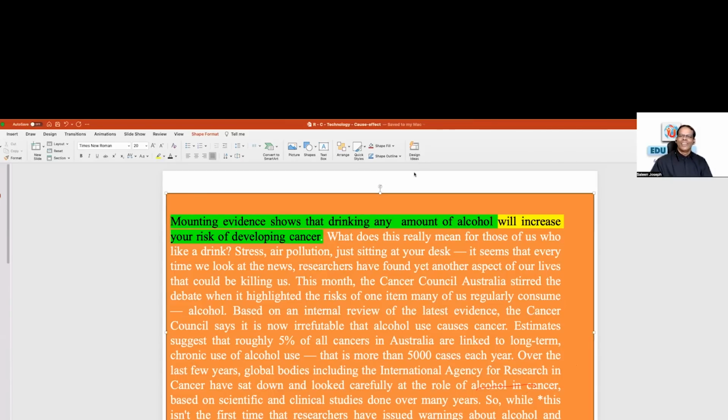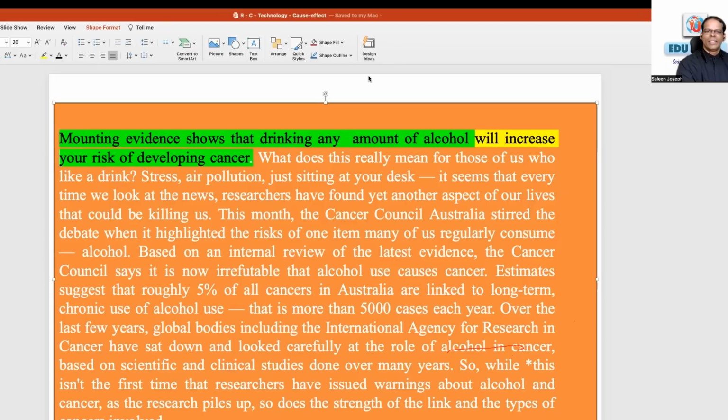Any other way in any other language? Alcohol intake leads to cancer. Okay, we are using cause and effect language. Alcohol is one of the factors for cancer. Any amount of alcohol will increase the risk of developing cancer.